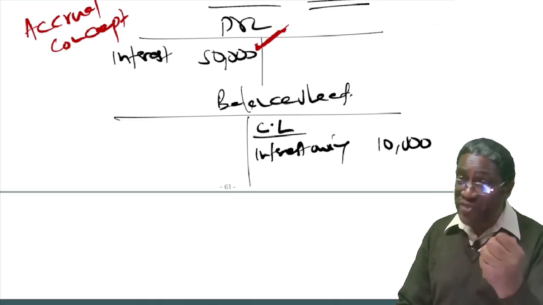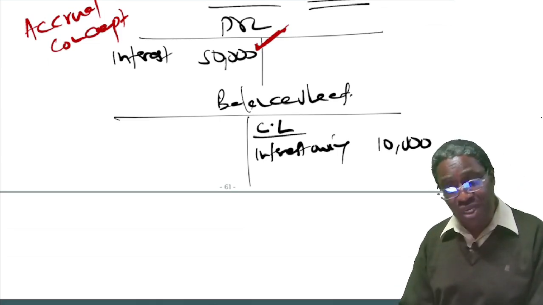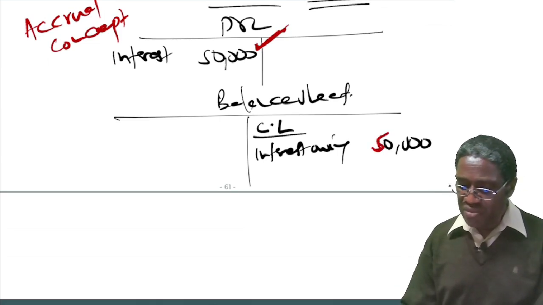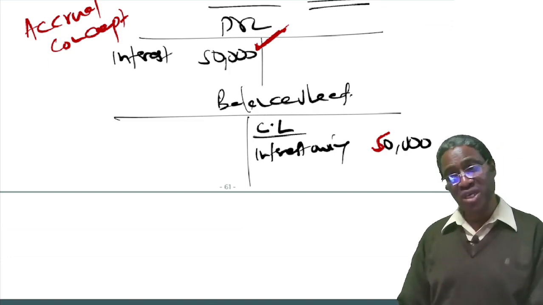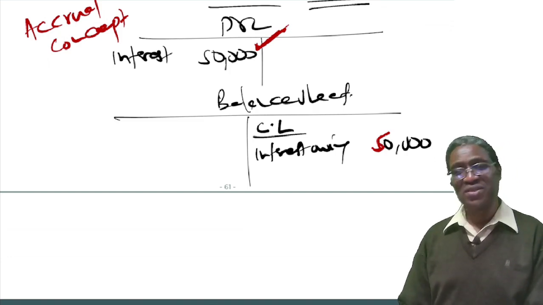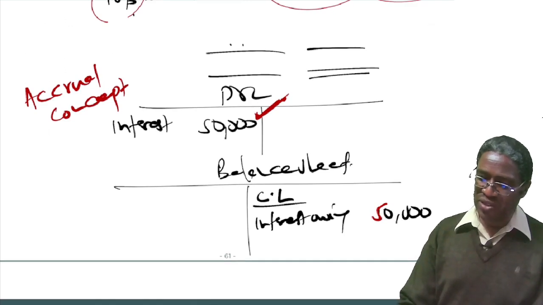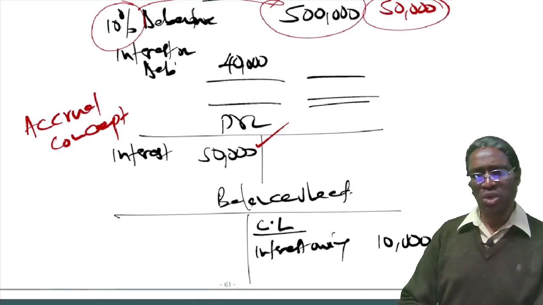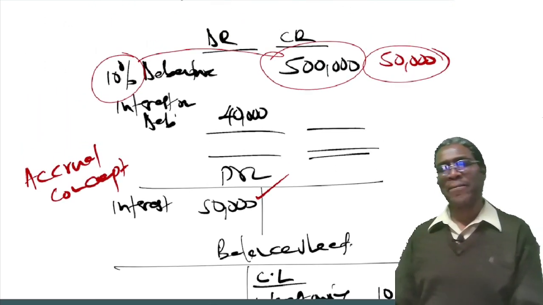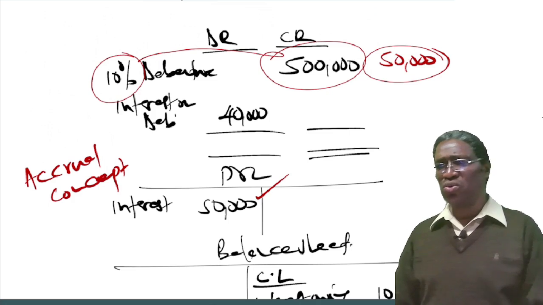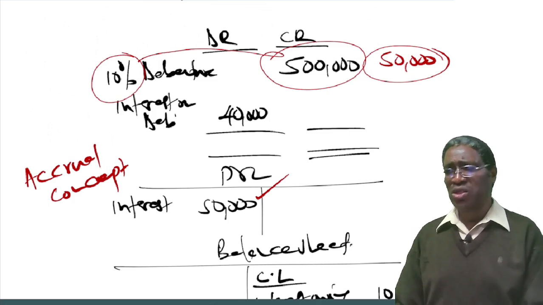So the whole 50 becomes the charge for the year, and the whole 50 becomes the liability for the year. Are you there? Good. So let me go back to the first scenario where we had paid part of the 50, which is 40. Now listen.